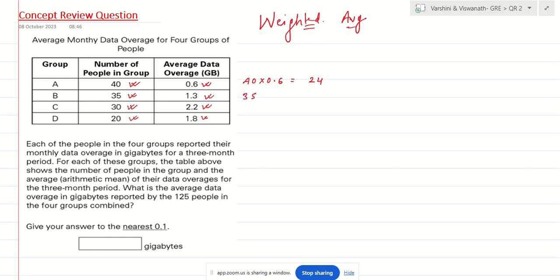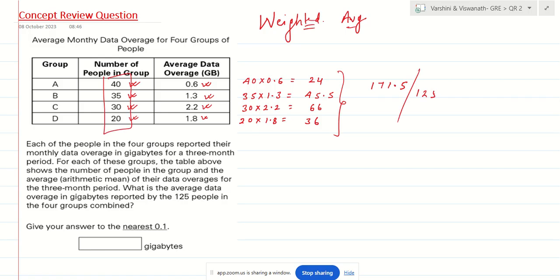Summation 2, I can find out here. 35 into 1.3, how much? 45.5. Good. 30 into 2.2, 66. And here 20 into 1.8, 36. I'll add all together: 171.5, and divide by the total number of people. Divide by 125. Same thing, no?